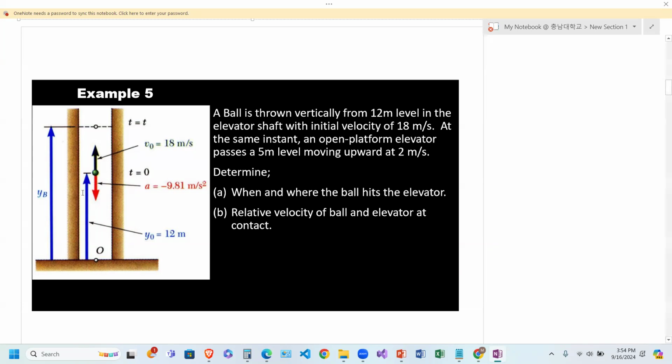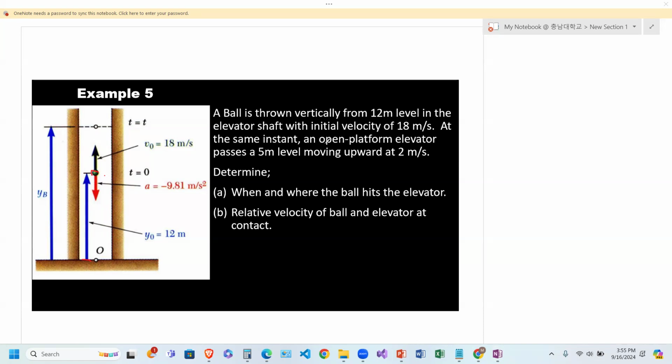So now, when you come to this point right here, the distance from here to this point is given by 12 meters, right? And the ball is thrown vertically with a velocity of 18 meters per second.